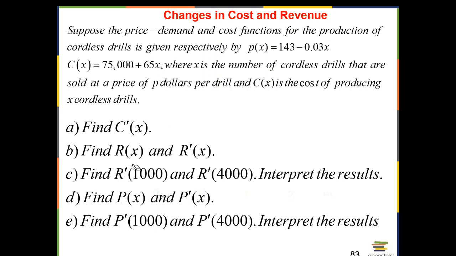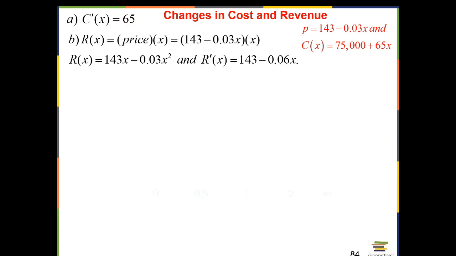So we're going to answer all of these questions. Find C prime, find R of x and R prime, and all of that, and interpret them. So first of all, here's C. What's the derivative of C? Well, the derivative of 75,000 is 0, and the derivative of 65x is 65. So that's it. That means the rate of cost at any x value is basically fixed. It's 65.